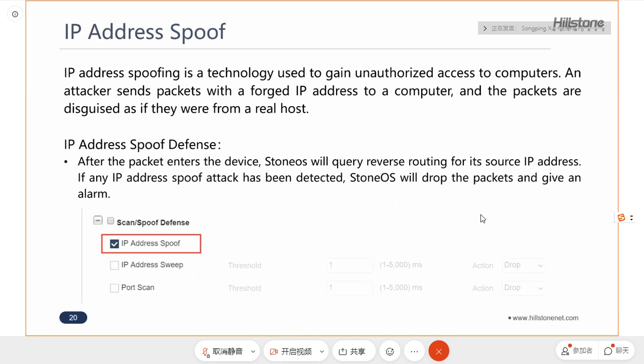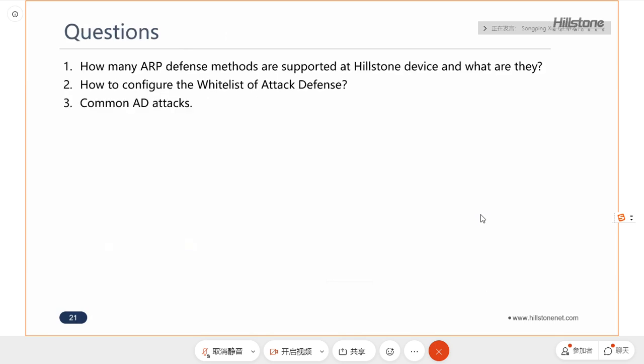And we also support IP address spoof defense. This is the technology used to gain unauthorized access to a host. The hacker may send packets with a forged IP to a computer, so those packets are distinguished as if they were from a real host, to spoof themselves as a real host. In this case, after the packet enters our firewall, we will query the reverse route for this source IP address. If any IP address spoof attack is detected, we will drop the packet. So those are some commonly used ARP attack functions and also attack defense functions.